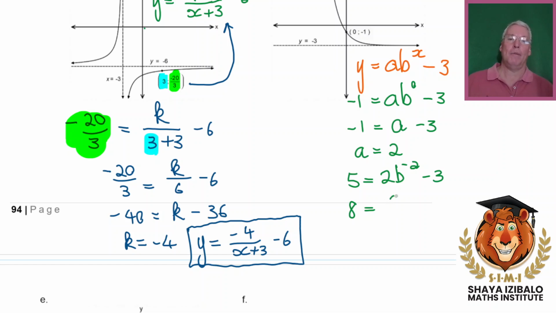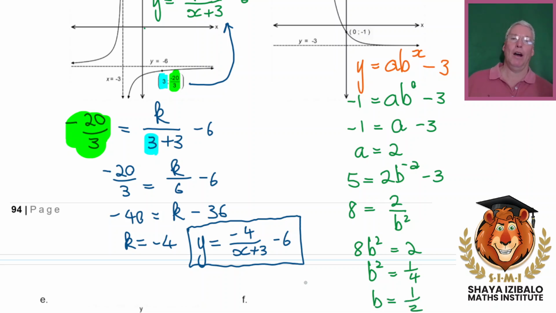All right. Remember, 2b to the minus 2 is actually 2 over b squared. So 8b squared equals 2, multiplying both sides by b squared to get rid of the fractions. So divide both sides by 2, we get a quarter. B squared is a quarter. And lastly, square root both sides. And remember that b could be plus or minus a half, but the base is only allowed to be positive. So b is in fact a half.